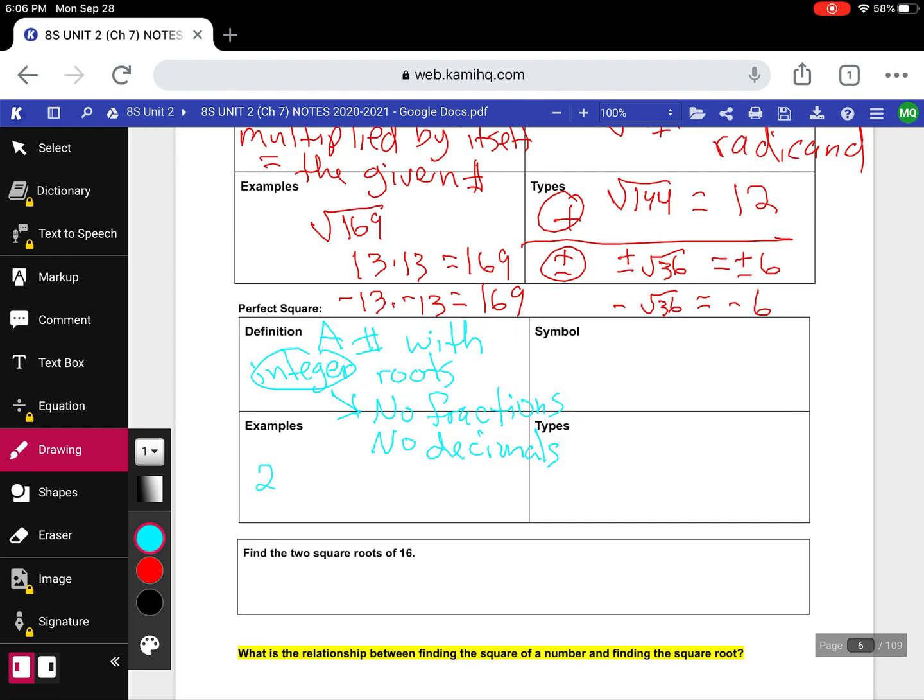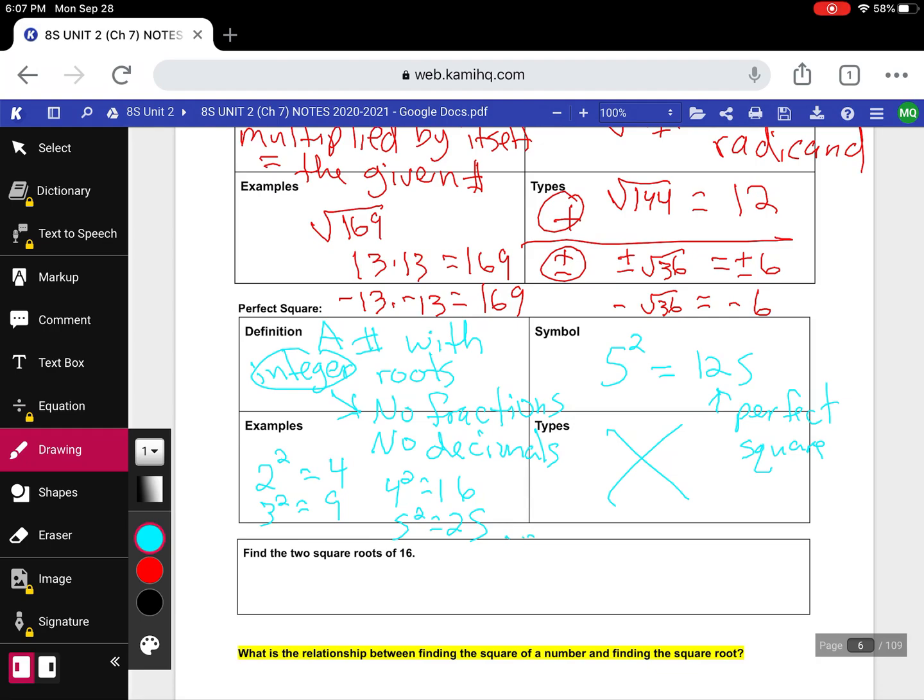So an example would be 2 squared equals 4, 3 squared equals 9, 4 squared equals 16, 5 squared equals 25, etc. Okay? The symbol, we just do 5 with a little exponent, and that equals 125. And 125 is actually your perfect square. Okay? Your perfect square. A number with integer roots, okay? We won't talk about types, that's not really relevant.